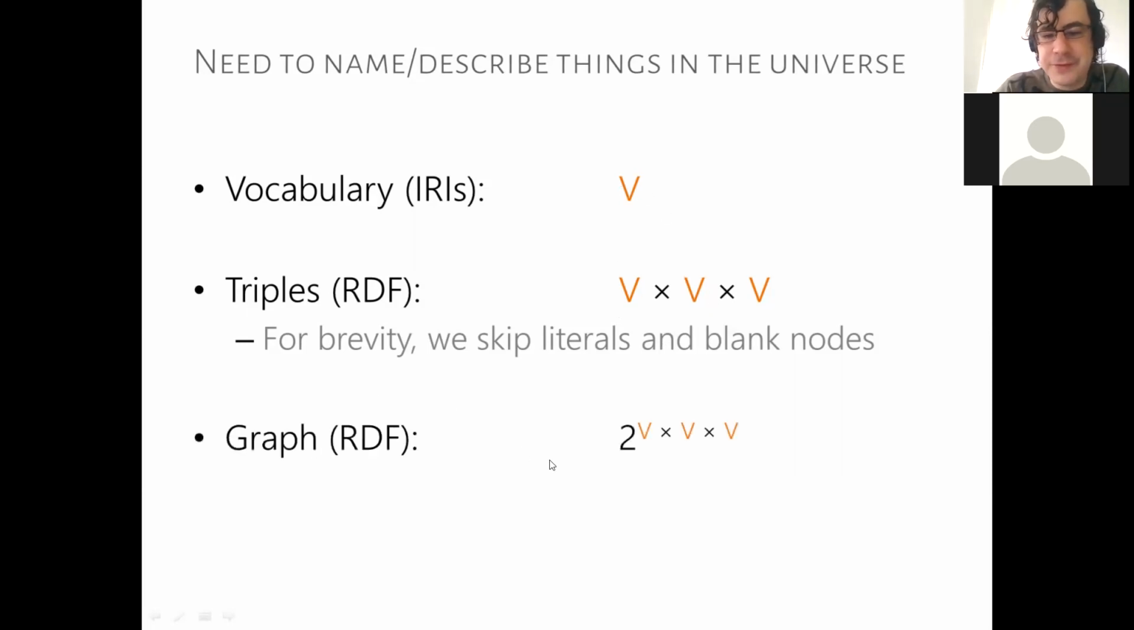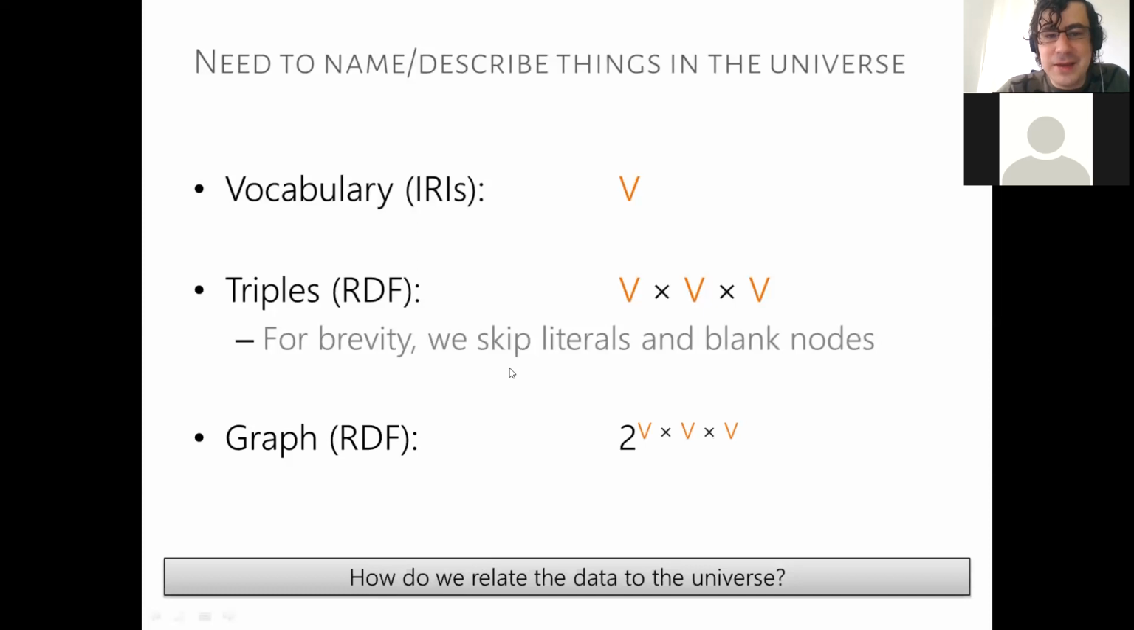And then we have a graph, and this notation here means the power set of triples. So essentially a graph is a set of triples. This is what we're defining here in terms of set theory. We have a set of IRIs, we have triples, and then we have sets of triples, which are graphs. This is essentially what we're using to describe things in the universe. We can name those things, and then we can define relations between them using triples. If we combine multiple triples together, we have an RDF graph that describes lots of stuff about the things in the universe.